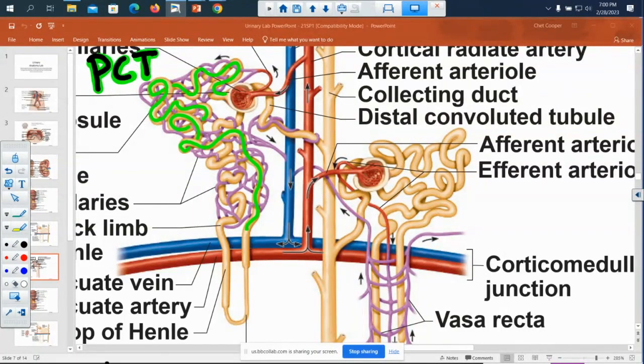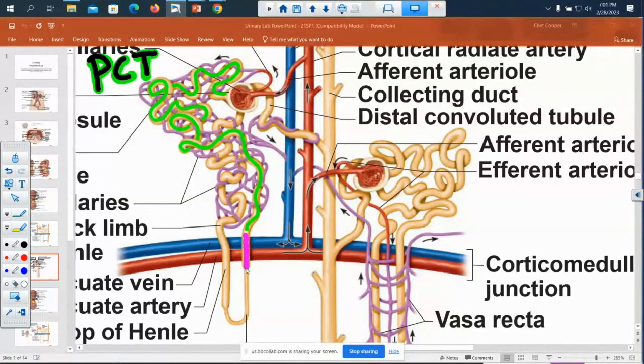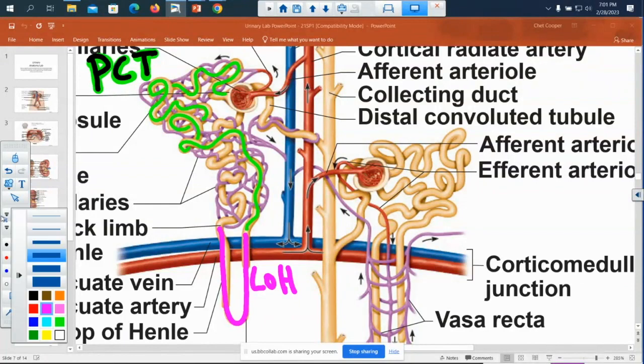So there's our PCT. What color do you want the loop of Henle in? Pink one. All right, so here is the loop of Henle. That's all I got for pink. Okay, so let's go L-O-H, loop of Henle. All right, who wants the distal color? Pick it. We only got these. It's going to show up best, so we'll do blue.